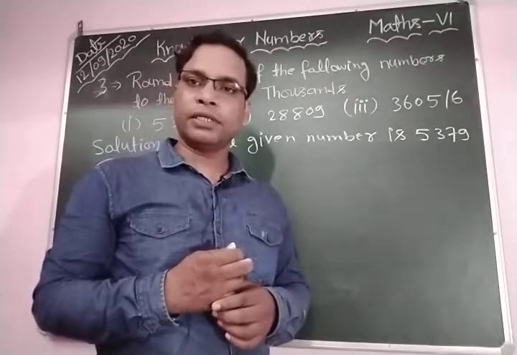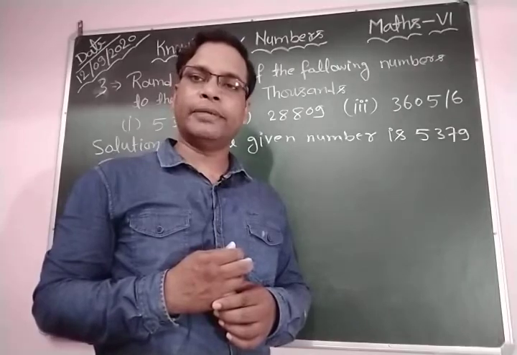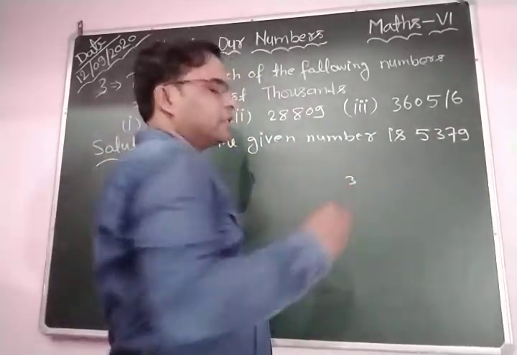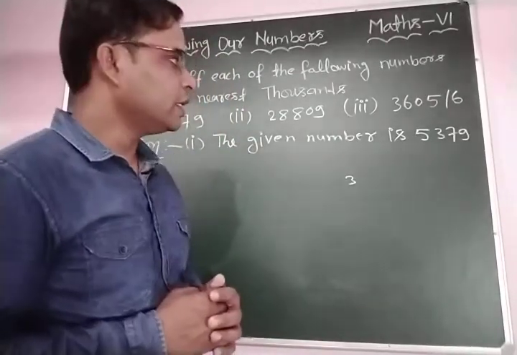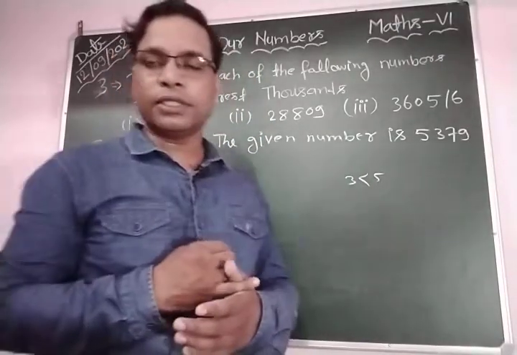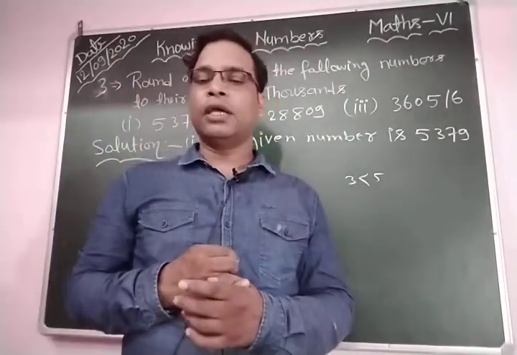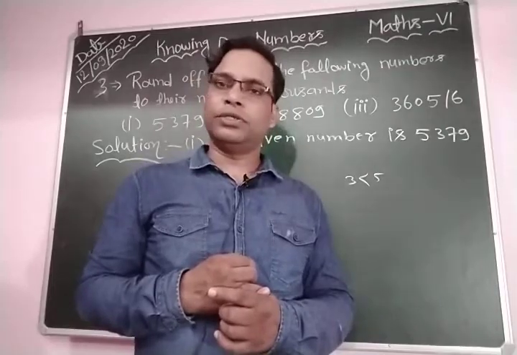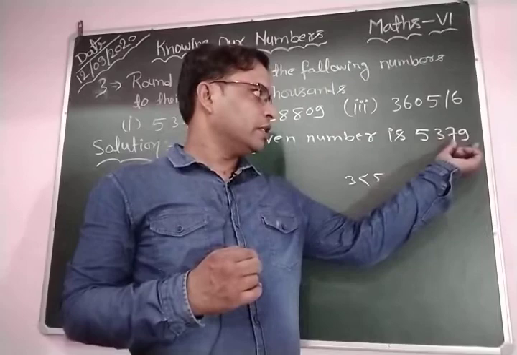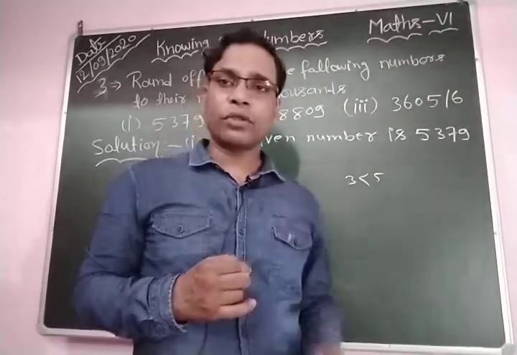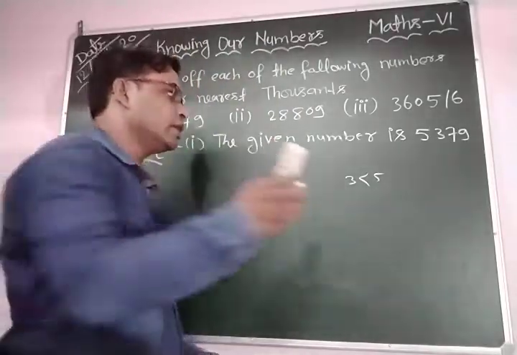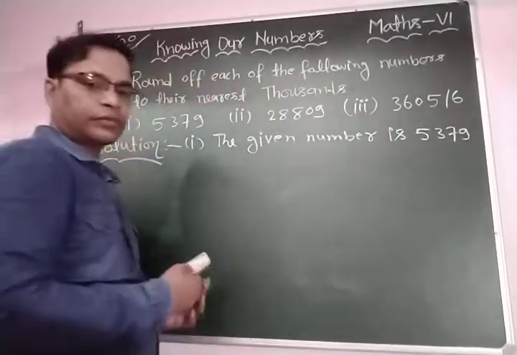So for thousand place rounding, we check the hundred place digit. Here you can see the hundred place digit is 3, and 3 is less than 5. It means that you replace the 100 place digit, tens place digit, and ones place digit by 0. Then it becomes 5000.